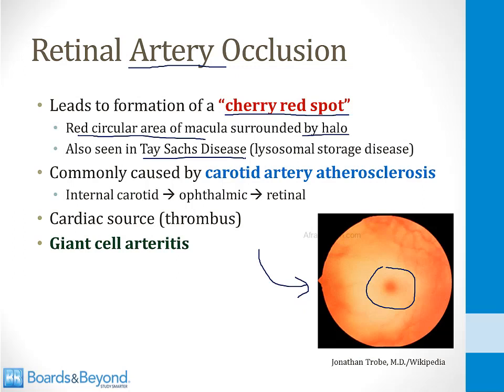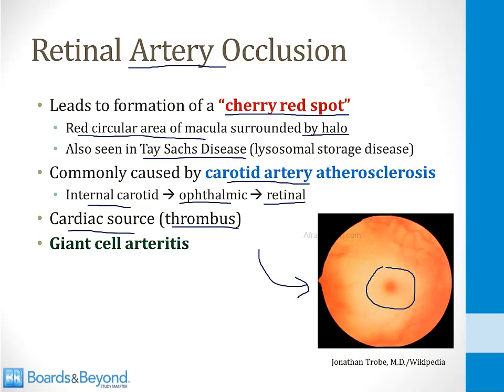The common etiology of retinal artery occlusion is a stroke, basically, from the carotid artery. So a plaque ruptures and leads to an embolus to the retinal artery, because recall that the internal carotid artery supplies the ophthalmic artery, and that supplies the retinal artery. You can also potentially have a retinal artery occlusion from a cardiac source. For example, if there's a thrombus in the left atrial appendage in the setting of atrial fibrillation, that can lead to a retinal artery occlusion.